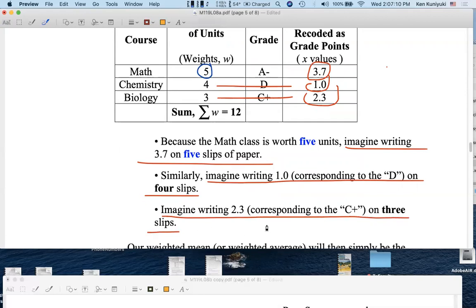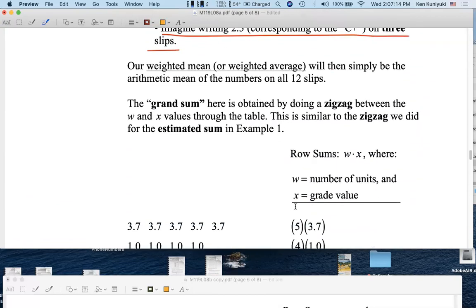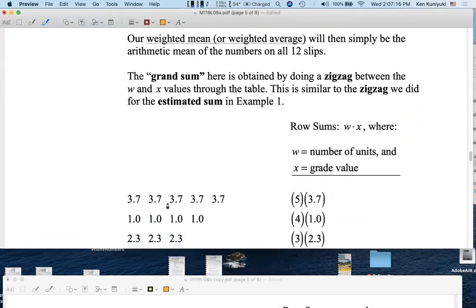Okay, so we have a total of 12 slips of paper. We have these 12 slips of paper here, all right? And the number of times that a grade in numeric form is copied corresponds to the corresponding weight. The weight gives you the number of copies of that corresponding numeric grade.